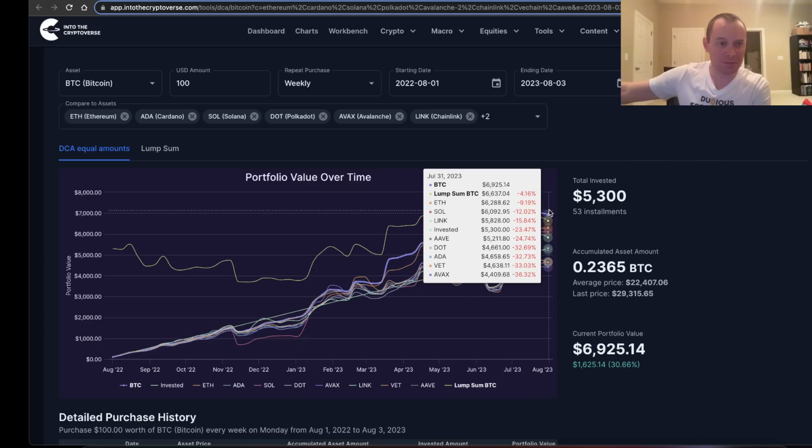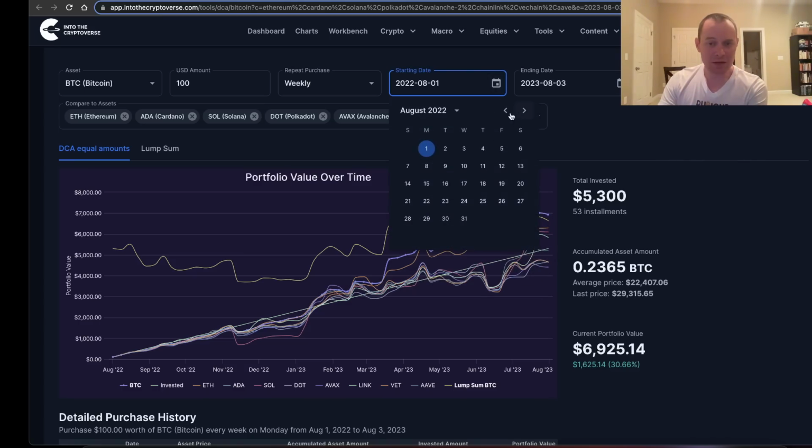People keep telling me the chart is bullish, but it's just lower highs and lower lows, right? It's just lower highs and lower lows ever since the merge. And this shows you that, yes, you would be in the money because your ETH portfolio would be worth $6,288 and you would only have invested $5,300, but your Bitcoin portfolio would be worth almost $7,000. Again, the ETH DCA strategy would have been inferior to the Bitcoin DCA strategy to the tune of 9.19%. This is a really important way to look at the market.